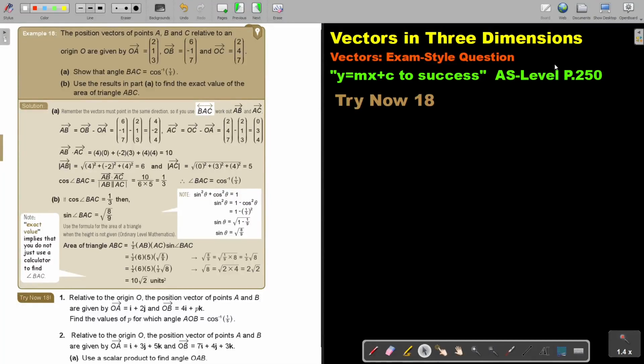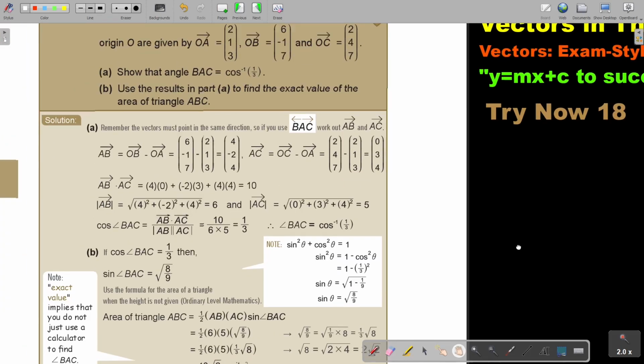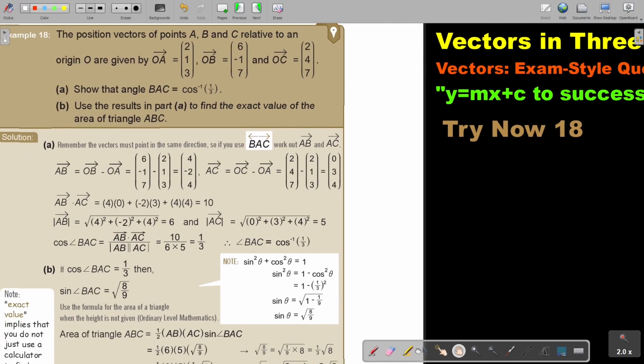In this video, we will continue with an exam-style question on vectors. You will find this on page 250 in the Namibian AS-Level Mathematics textbook, y equals mx plus c to success. Let's look at another example. Okay, there it is. I'm just making it a bit bigger.